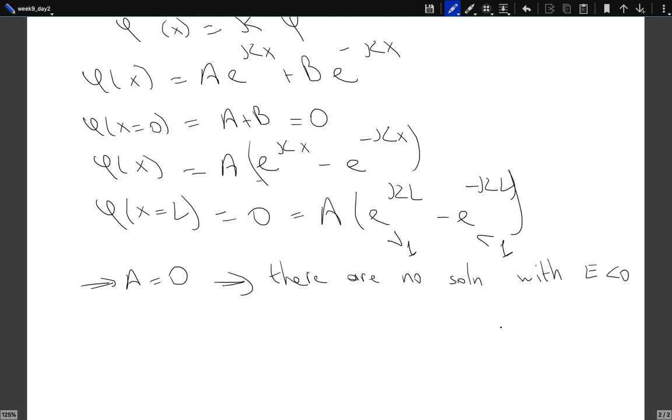You see, we already have our constraints. Any solution that doesn't satisfy that is not a solution. In a sense, or if you like, we had already found an imaginary solution where kappa was imaginary. That is sines and cosines, the oscillating solutions. But that is for energy positive.